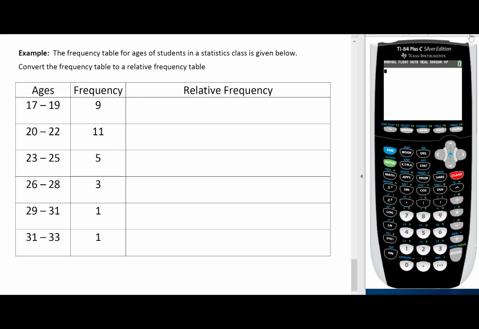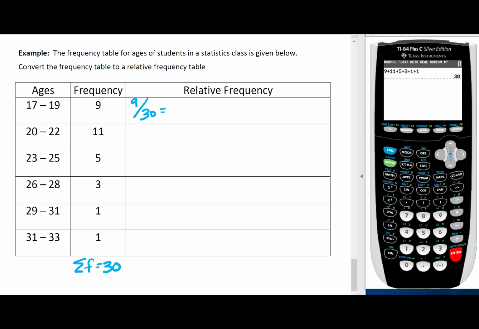To convert to a relative frequency, we have to do the part, the 9, over the total. So in this problem, we're first of all going to have to total this. So on our calculator, we're going to add 9, 11, 5, 3, 1, and 1. Hit enter, we get a total of 30. So that means the sum of our frequencies is a total of 30. So we take our part, which is 9, divided by our total of 30.